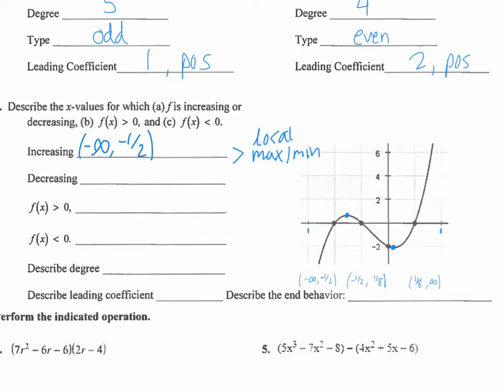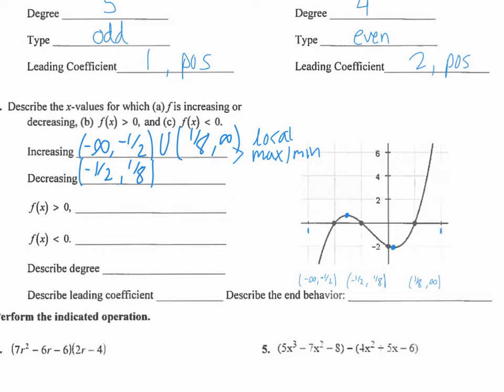My second interval is going to be negative 1/2 to positive 1/8. That is decreasing. It's clearly going downward, right? And then my last interval, 1/8 to infinity, clearly it's going up, so it is increasing. So I put the little union, 1/8 to infinity. Those are your increasing and decreasing. Remember, those critical points only have to do with your local maximum and your local minimum.